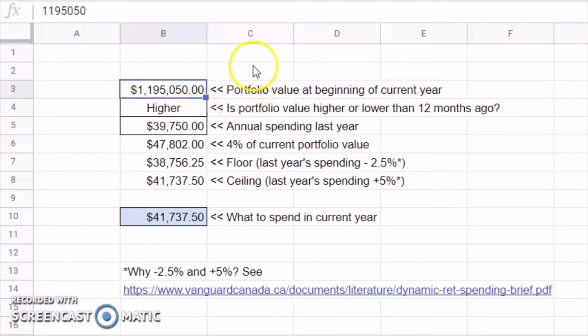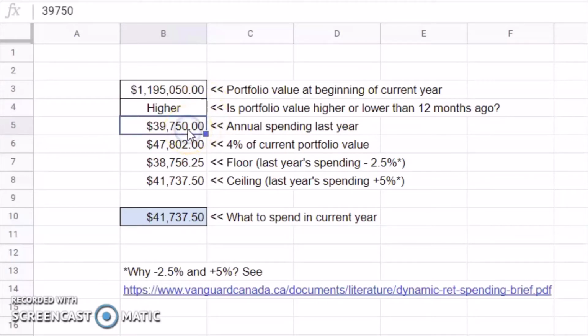So in this example, we're imagining that a retiree is checking their portfolio value right at the beginning of their second year of retirement, and they have $1,195,050. So that information is entered by the retiree at the beginning of this year of retirement. The retiree needs to check whether that is up or down from 12 months ago. In other words, has the portfolio increased in value or has it decreased in value? In this example, it has increased in value.